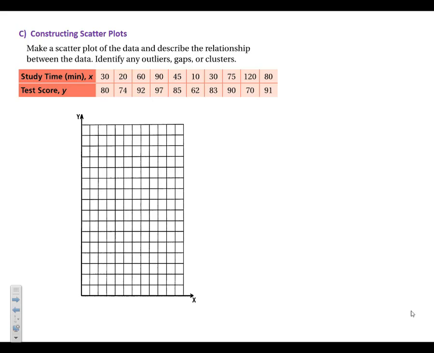So, ladies and gentlemen, the first thing I want to recognize is that I have a range of data. You never know, and when you're doing it on your own as an assignment and practice, you might have a different scale than I do, and that's okay. There's a couple different ways. But what I'm going to do is look at the scale of study time. I see my smallest number is 10, and my largest number is 120. So on my X, I've got to go all the way to 120.